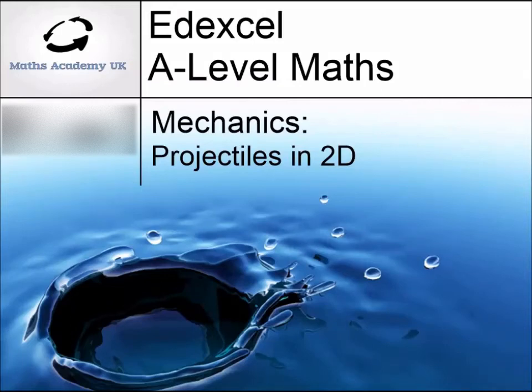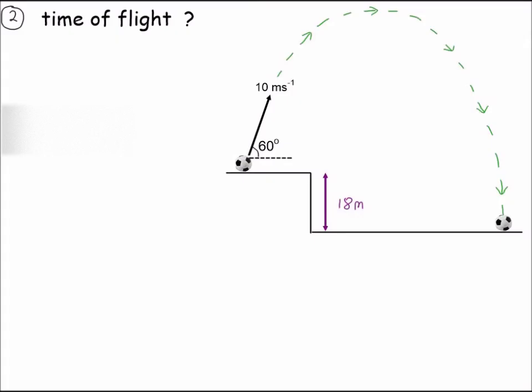Projectiles in 2 dimensions. Example 2. So we have a ball that's projected at an angle of 60 degrees above the horizontal with an initial velocity of 10 meters per second, and it lands on a horizontal surface which is 18 meters below where it took off from.